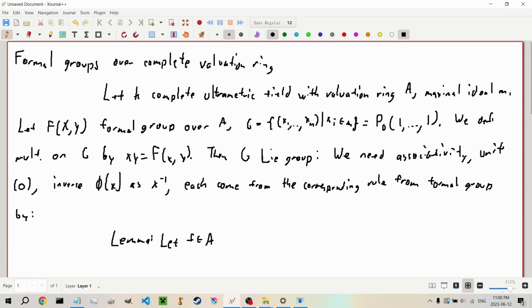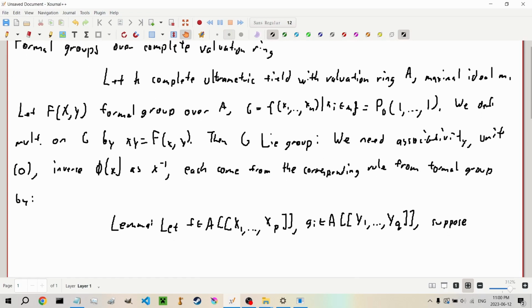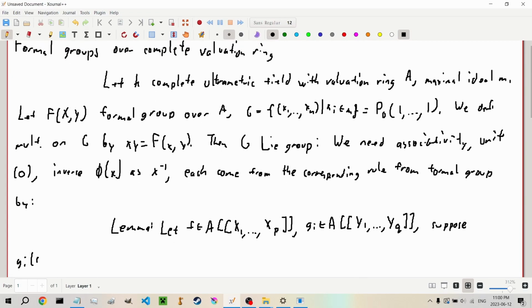let F be the formal power series over the valuation ring in x1 through xp, and Gi be in a similar valuation ring except over indeterminates from 1 to q instead of x from 1 to p. And suppose that Gi of 0 is 0 for all i.